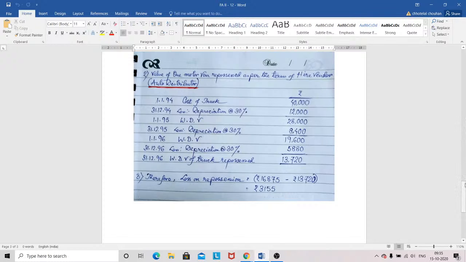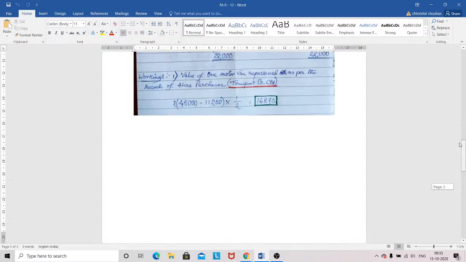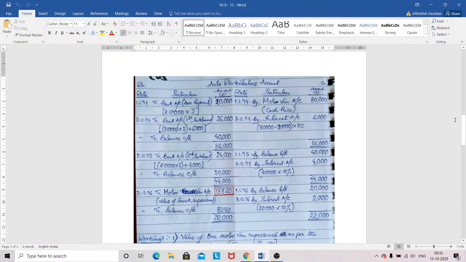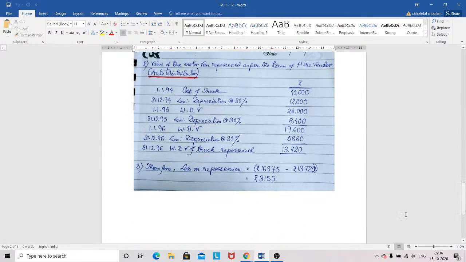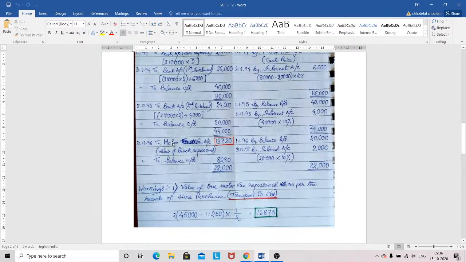Now how will you adjust that particular thing in your asset account? Okay, come to that. First close the hire vendor account actually. Okay, hire vendor account টাকে আগে close করতে হয়, then asset account টায় গেলে better, ঠিক আছে? So in the hire vendor account we will write to motor van account value of truck repossessed. This is the hire vendor account, so the value to be posted as per the hire vendor's books of accounts or hire vendor records. So as per the hire vendor's record, what will be the value of the asset taken? It will be 13,720. So I have written that particular 13,720 down there. So to motor van account 13,720, it is the value of truck repossessed, and rest of the amount is your balance c/d.